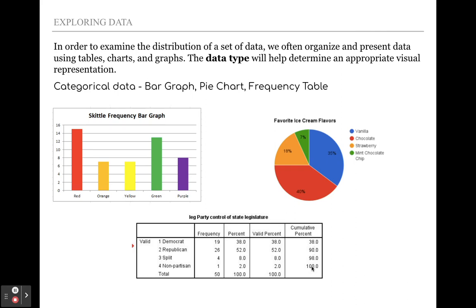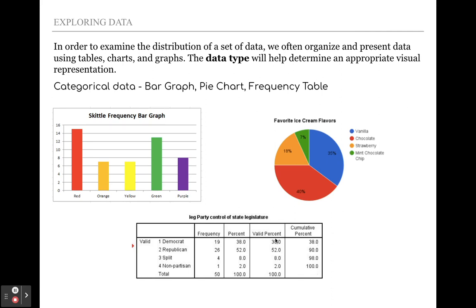And then you have the cumulative percent here, which kind of adds as you go. So notice it starts with 38%, and then 52% were Republican, so you add that to the 38, and you get 90%. So that means 90% were Democrat or Republican. And then you add the 8% that were split, and that makes 98%. So 98% were Democrat, Republican, or split. And then the remaining 2% give you this 100% nonpartisan. Cumulative percent always adds up to 100.